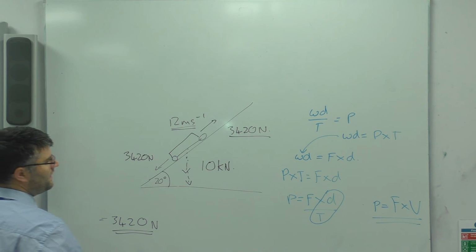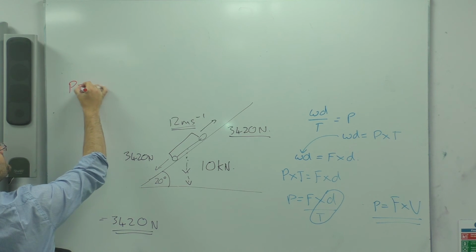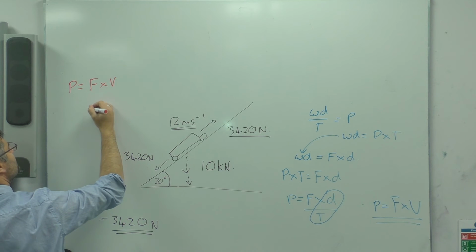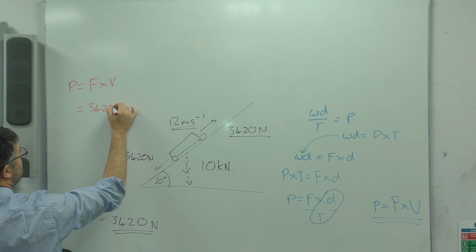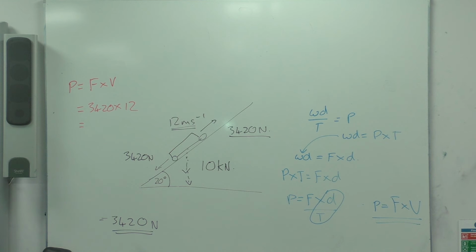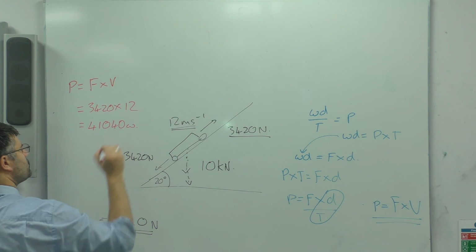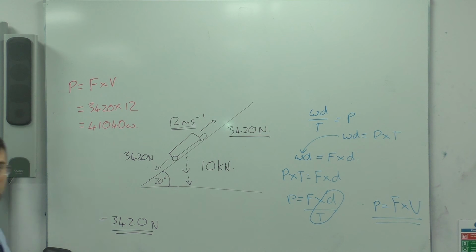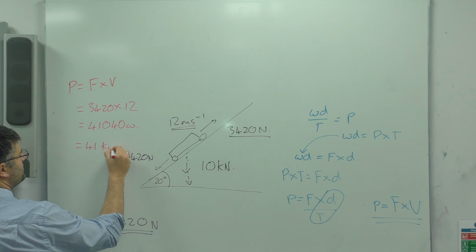So we times the two values together, so we've got 12 times 3420. So because power is equal to force times velocity, then power will be equal to 3420 times 12. I can't do that in my head. 41,040. 41,040 watts. Now, we might want to suggest a better unit for this, so we'd probably say 41 kilowatts.